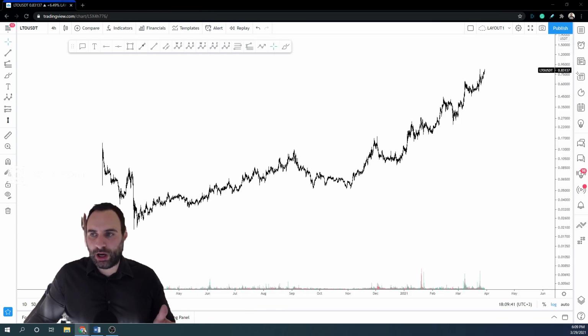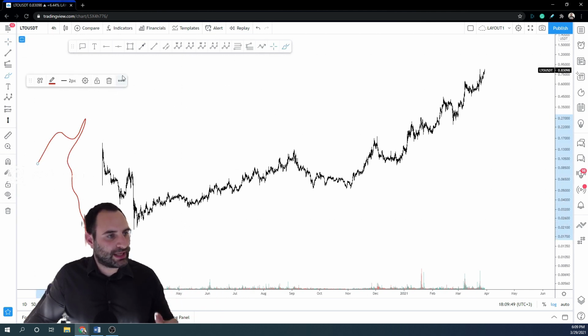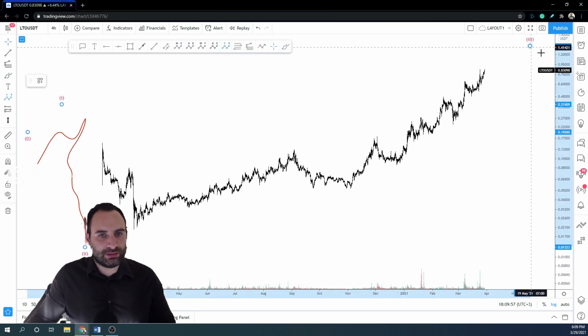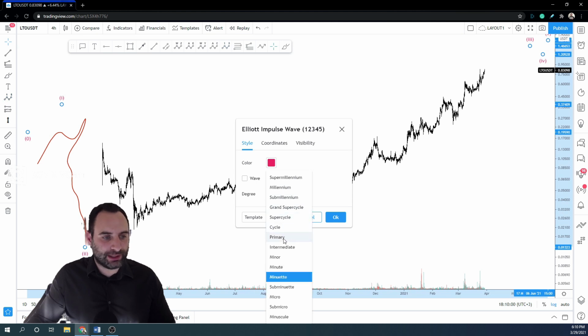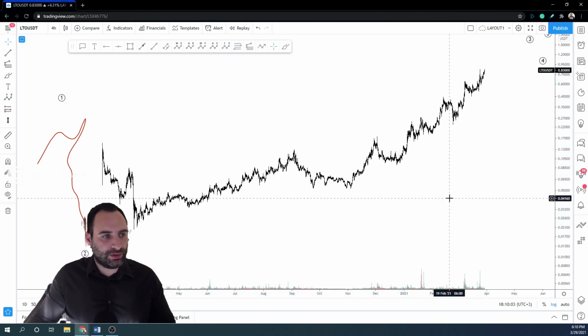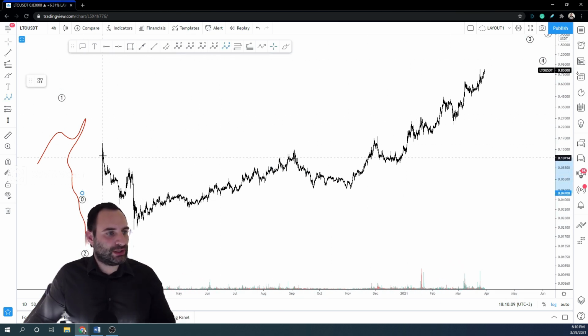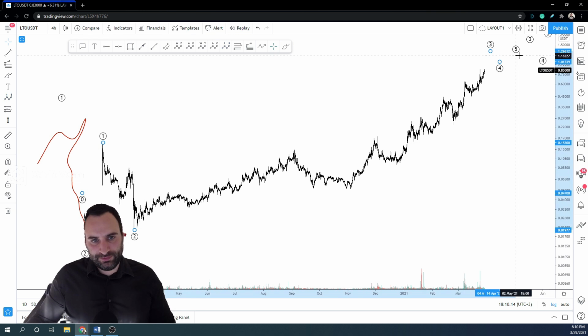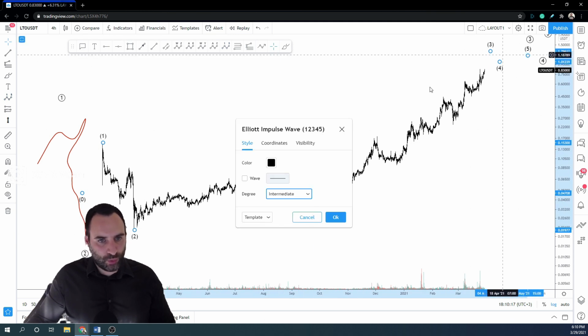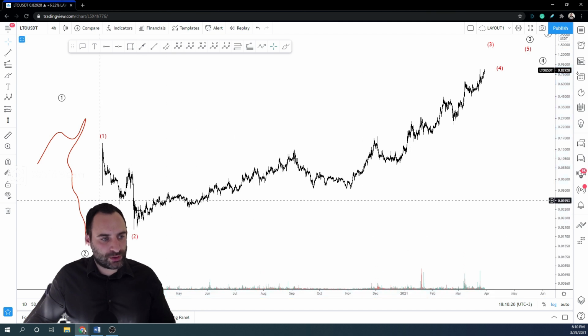So what I will do, I will create here a data line over here, which comes like this, just to indicate that we've got a first wave and a second wave down here, and we go for 3, 4, and 5 in the primary degree, because we need to take into account all the data that we are using. Now internally, as you can clearly see, this is wave 1, this is wave 2, and well, wave 3, 4, and 5.